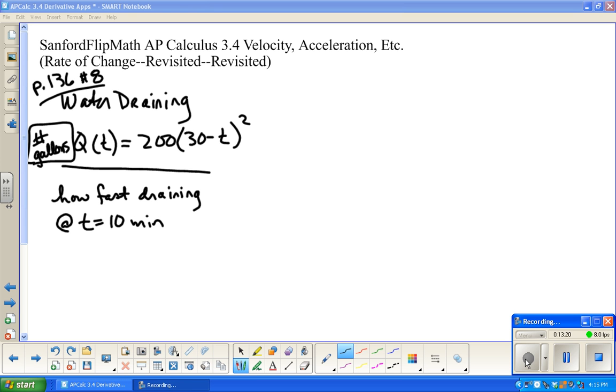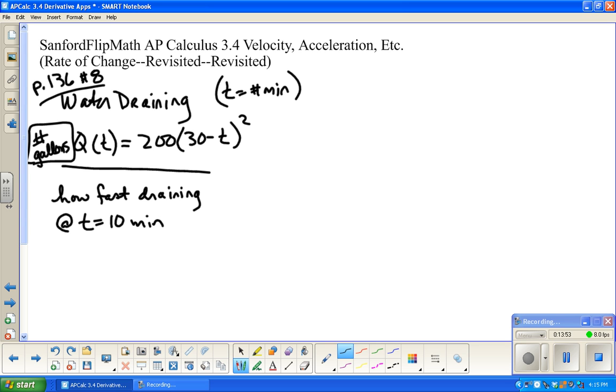So here's the situation. This is borrowed from page 136, number 8, again from our calc book, Finney, Demana, Waits, Kennedy. And the problem says, and you can look in your book, the number of gallons of water in a tank, t minutes after the tank has started draining, is Q of t equals that equation. So the answer to that equation is the number of gallons in the tank, and t is the number of minutes.